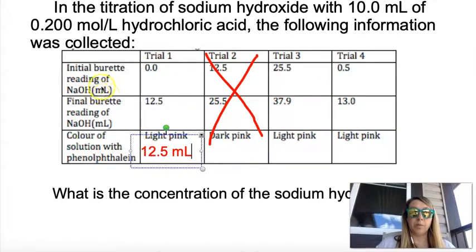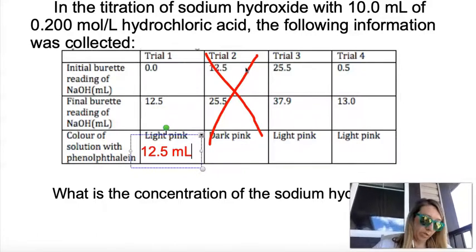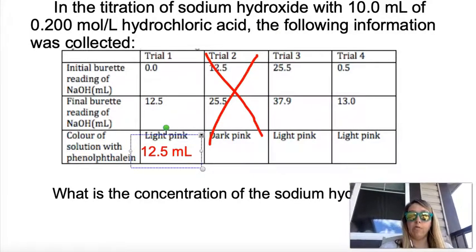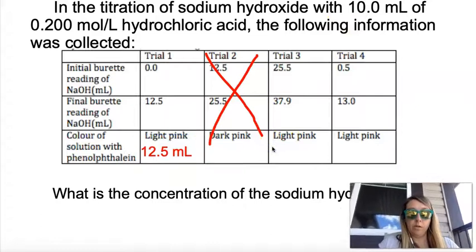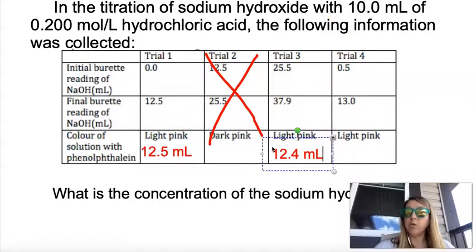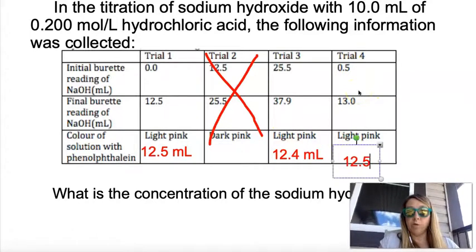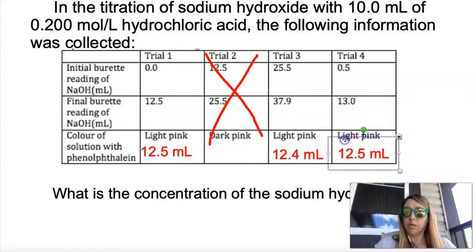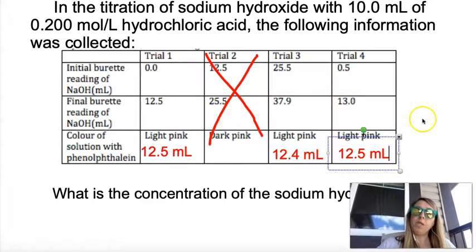And it's milliliters because when we look here in our data table, it said milliliters for this one. For the next one, we are going to do 37.9 minus 25.5, and we are going to get 12.4 milliliters. Okay, and then we're going to do the same for the last one. We're going to do 13 minus 0.5, and we're going to get 12.5 milliliters for that.